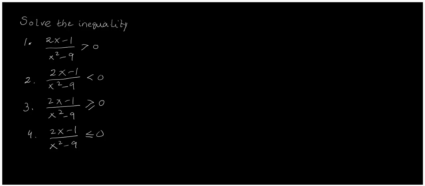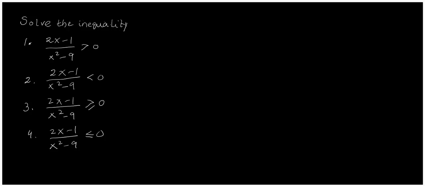We need to solve the rational inequality. I have considered 4 questions. The first one is (2x - 1)/(x² - 9) greater than 0. And then the next one is less than 0. Then we have greater or equal to 0. And the last one is lesser or equal to 0. I'm taking the same question just to make sure that we understand the main concept of solving rational inequality.